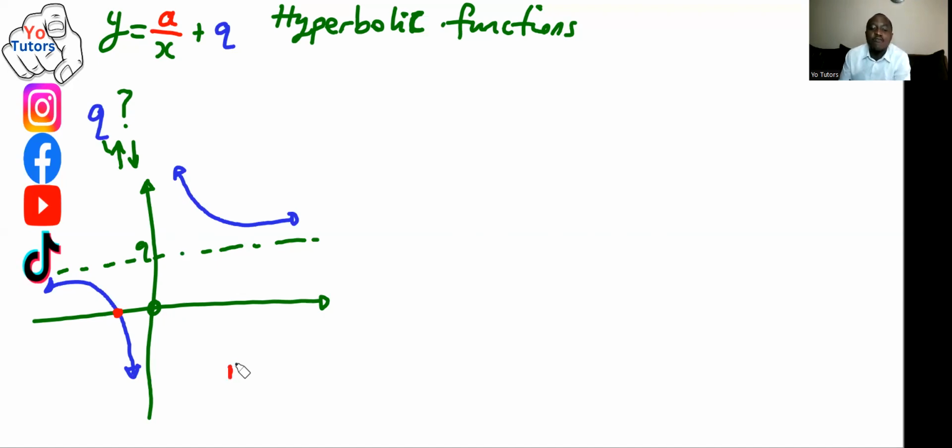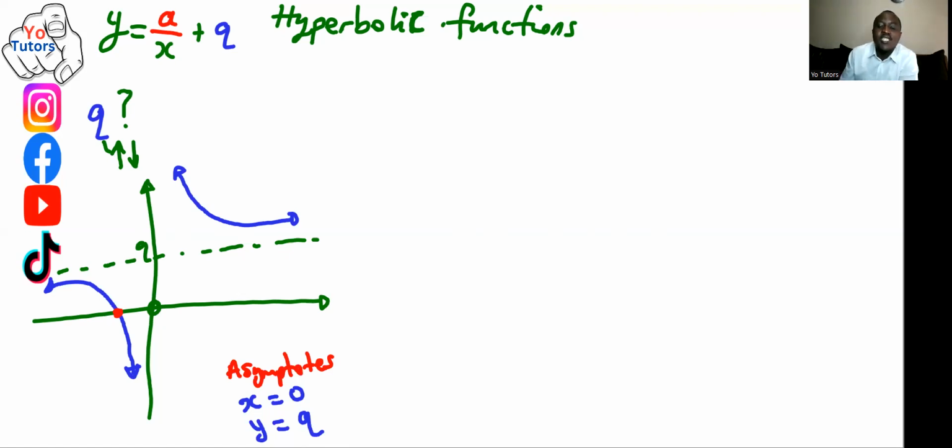So now let's talk of new asymptotes. The new asymptote here is not approaching the y-axis. So the asymptotes here are still x equal to 0, which is the y-axis. But in terms of the x-axis, it is now y equal to q. So q is now our new asymptote. So remember, it's no longer touching the x-axis, but now it will only approach the q, not touching it.